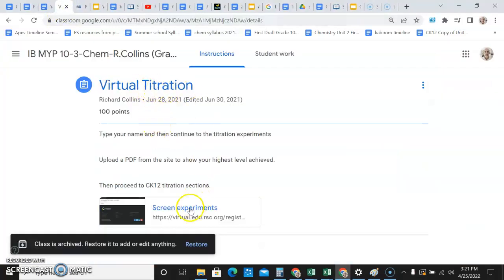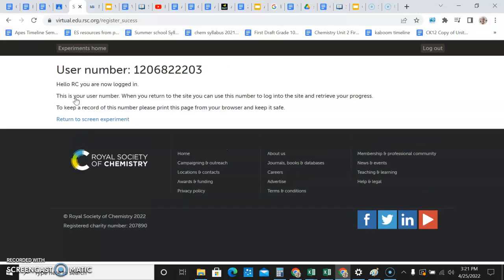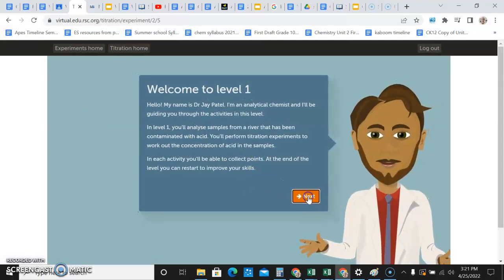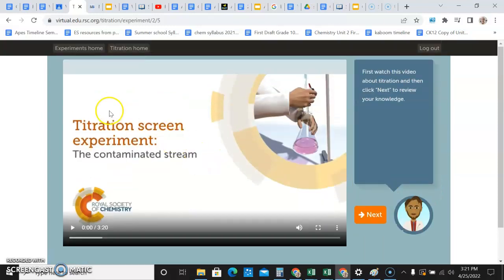Okay, so the virtual titrations. When you log on there, it's going to ask you to register, and it'll let you in. I'm not going to play this video, but I have to just start it so they allow me to go next. But you can watch the video. It gives you some background about why they're doing this experiment. It's to do with some water pollution in a stream.